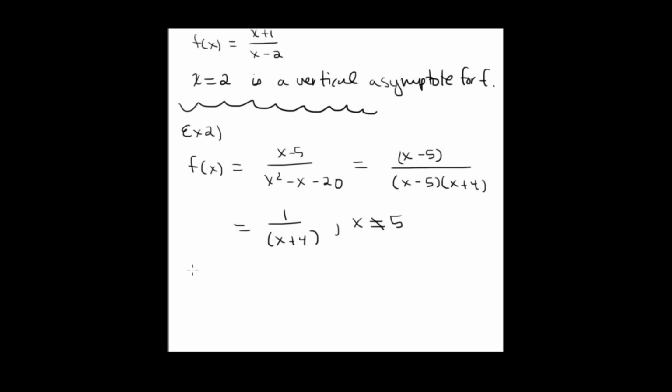Okay, so now that we have this rational function in simplest form, we find where the denominator is 0, so we set it equal to 0 and we solve. And here we see that the denominator is 0 at x equals negative 4. So the vertical line x equals negative 4 is a vertical asymptote for my function f.